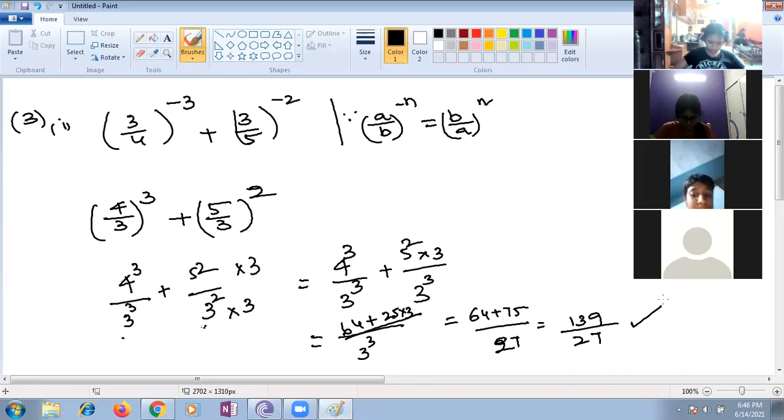Can we do it like that? Ma'am, actually, I've used a different method. I just found the 3 cube and the square. If you use any method, children, we get the same answer. That's true.